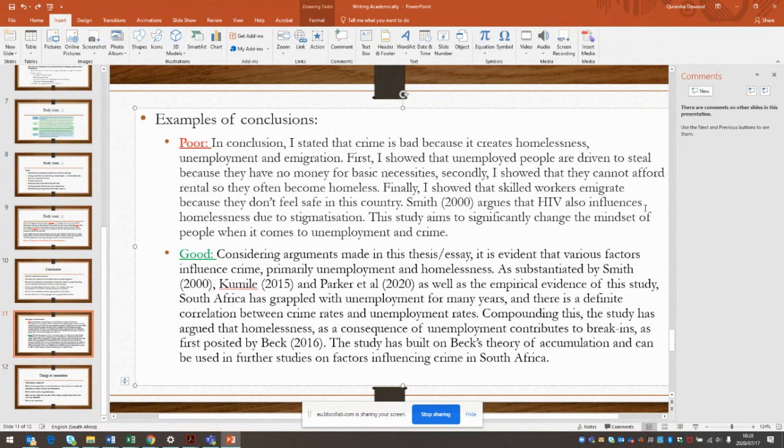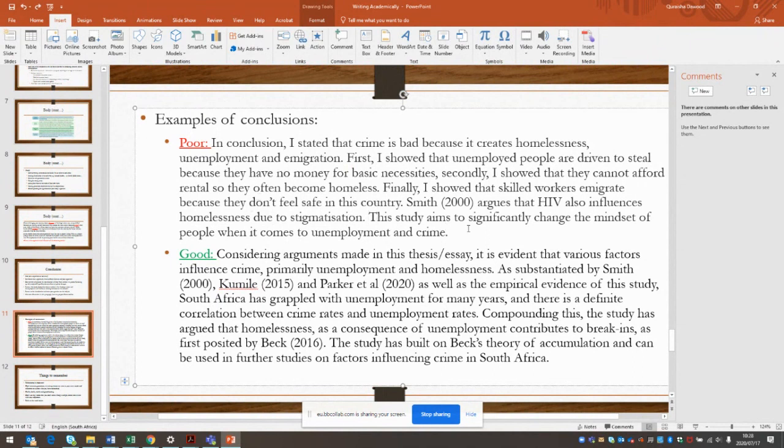"Smith argues that HIV also influences homelessness due to stigmatization." And this is something new. This is new information here, okay? I've never seen this before in your essay. Don't do this. Okay, it might be interesting to you, but leave that for another time.